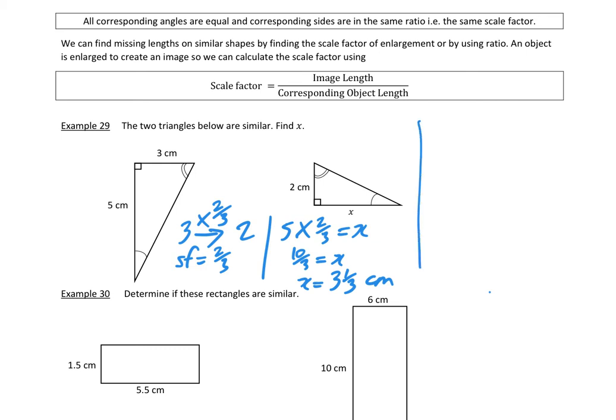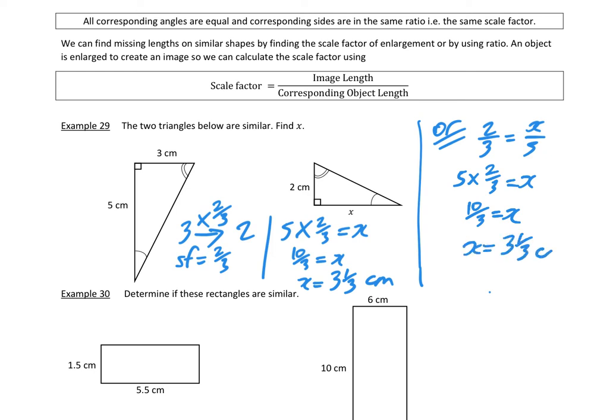The other way of looking at this is by looking at the ratios of the lengths. So let's just have a look to see what I mean here. So this side 2 divided by its corresponding side will be equal to another side, x, divided by its corresponding side. So we can say 2 divided by 3 is equal to x over 5. So this 5 multiplies across, and we'll have 5 times 2 over 3 is equal to x. So similar to what we've just done, 5 times 2/3 is 10/3 is equal to x. Then x, of course, is 3 and 1/3 centimeters.